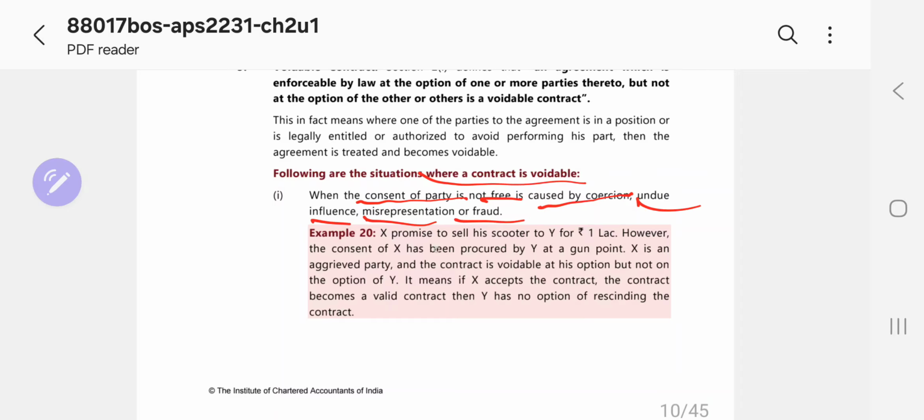For example, here X promises to sell his scooter to Y for 1 lakh. However, the consent of X has been procured by Y at gunpoint. X is an aggrieved party here, and the contract is voidable at his option but not at the option of Y. It means if X accepts, the contract becomes a valid contract, then Y has no option of rescinding the contract.